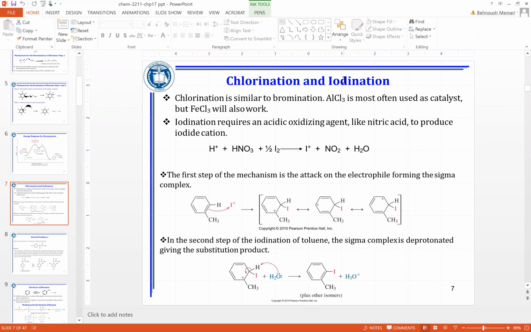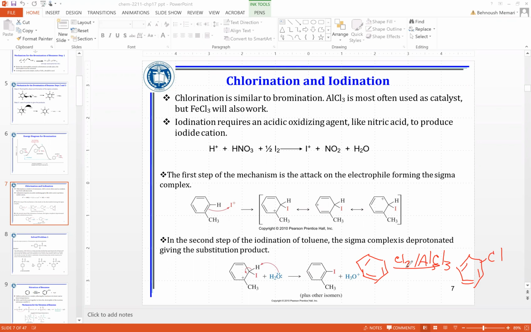Okay, how is chlorination or iodination different from bromination? For chlorination, it is the exact same thing. With chlorination, you start with the benzene ring. You add Cl2, AlCl3, or FeCl3, either one. And then the product is going to be chlorobenzene.